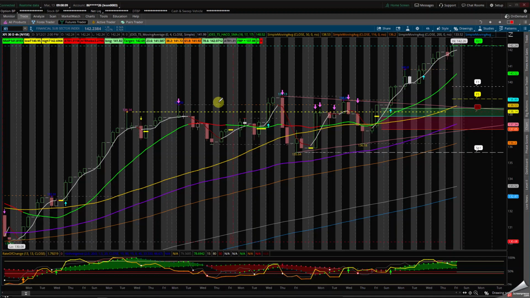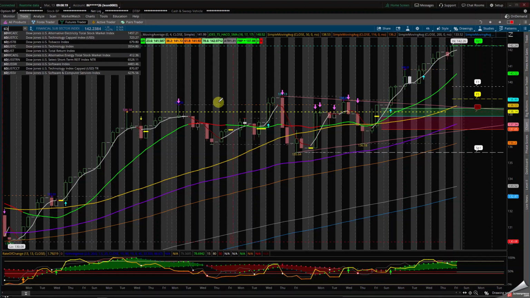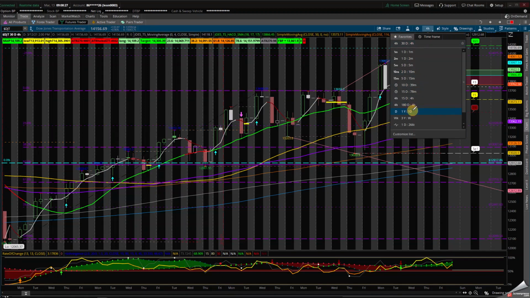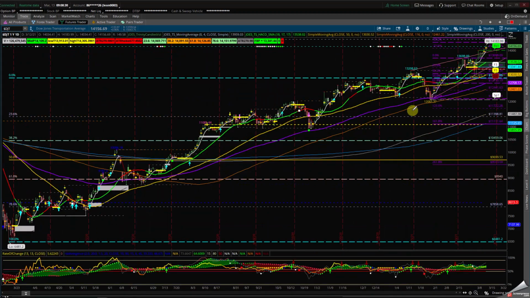Instead of looking at regular individual companies, in the transportation, or consumer products, I'm going to look at the future, which is the dollar sign DJT. That's the transportation in the market. If I look at it on an annual basis, we'll jump back to an annual chart, 1 year. So it's happened in the transportation. Since March 23rd, we have been increasing higher and higher.